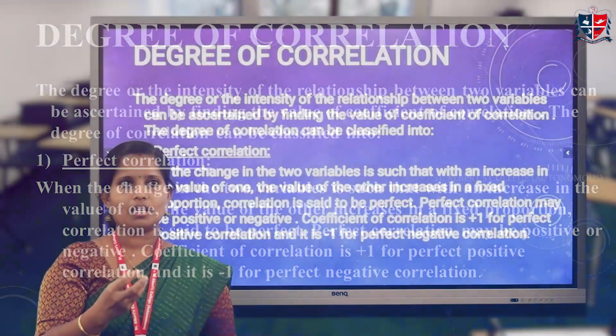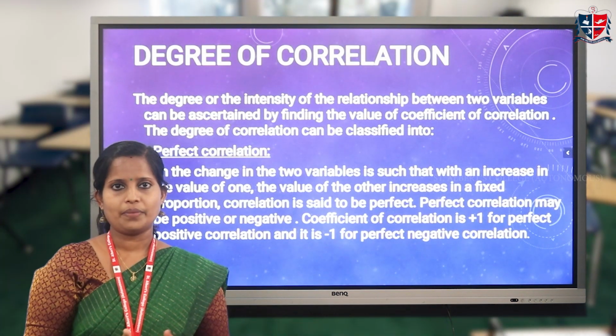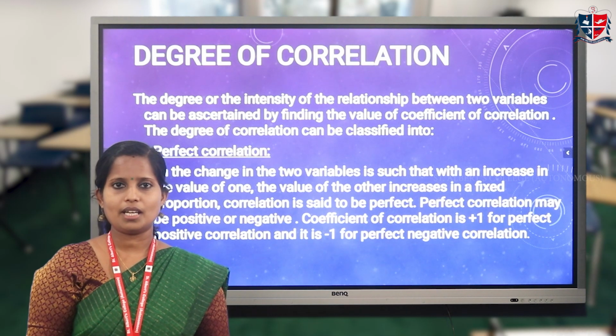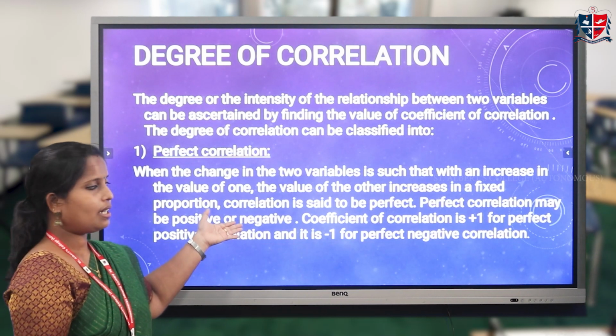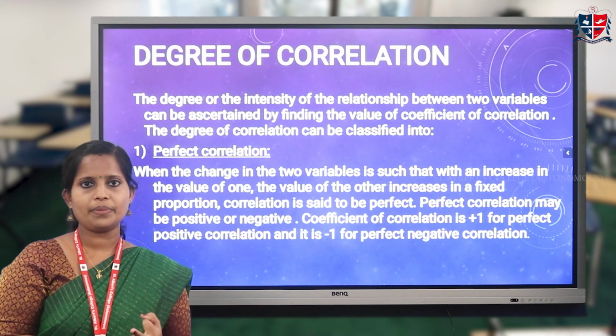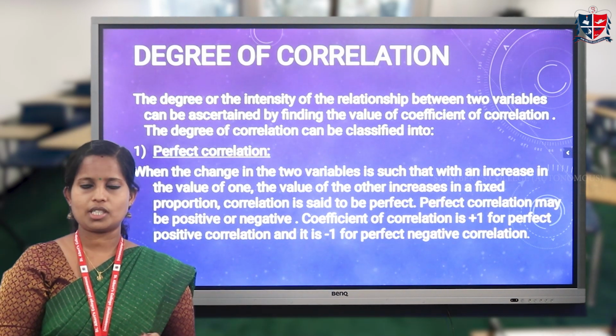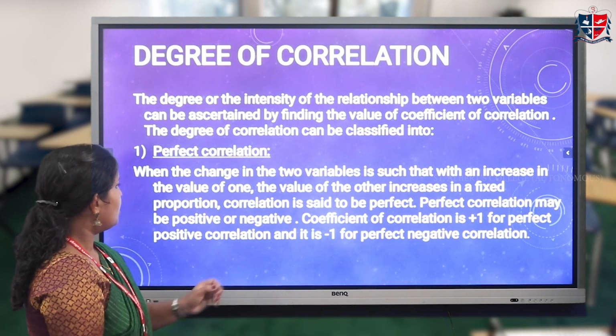So the next thing is degree of correlation. What is the indication, or what is the meaning, of the values of r? That is what we are explaining here. We are dividing the correlation into three: perfect correlation, no correlation, and moderate correlation.